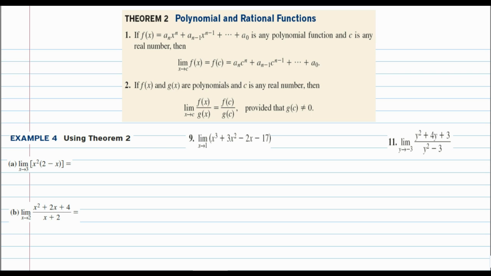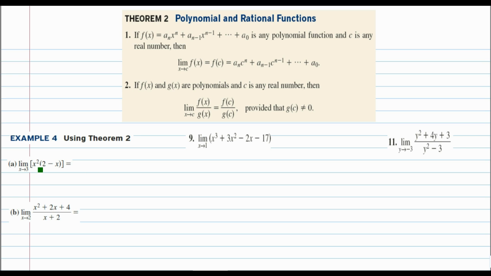We've got Theorem 2, for polynomial and rational functions. The limit as x approaches c of f of x equals f of c. So all you have to do is plug in c to that function in order to find out what its limit is. Same with a rational function. If you plug in c for x in both the numerator and denominator, you'll be able to find out what the limit is. So let's look at example 4.